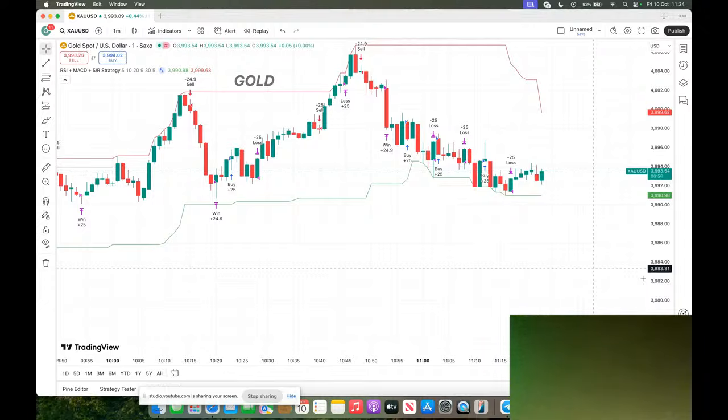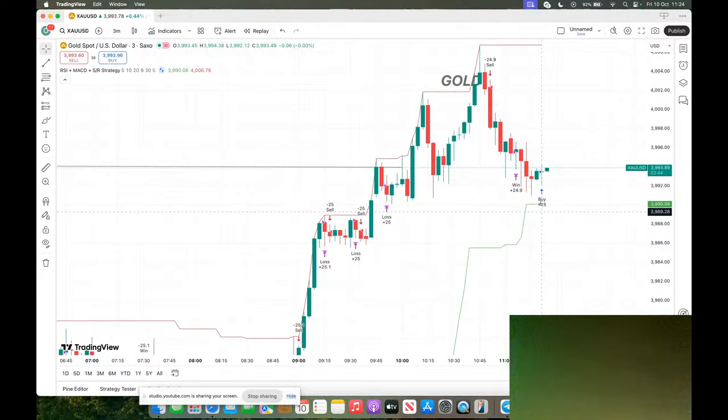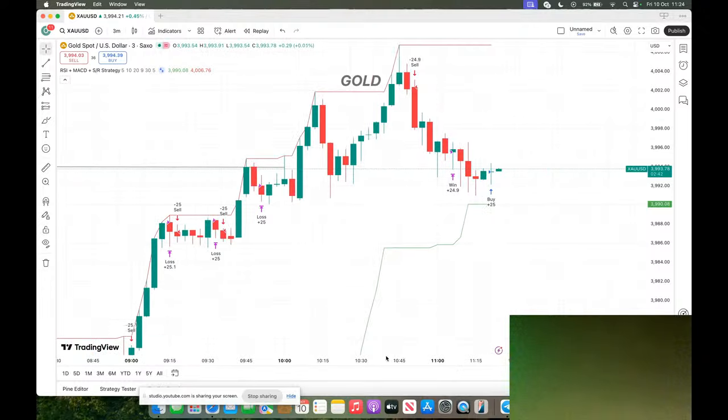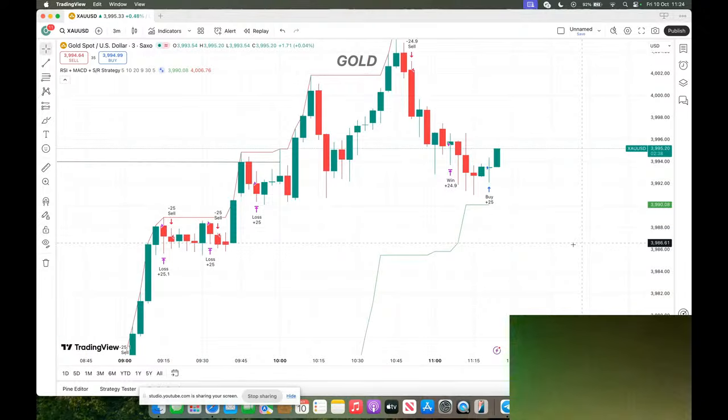Why is it not giving me an entry? Is there something wrong in the markets? Oh, this 3 minutes candlestick gave a buy. If 3 minutes candlestick gave a buy, why is 1 minute not giving a buy?